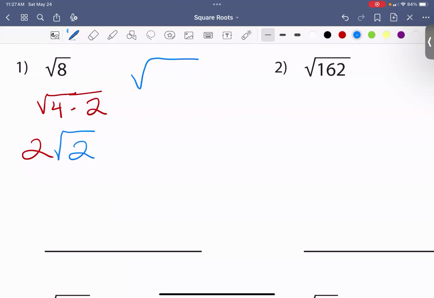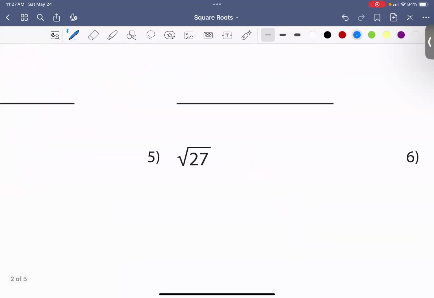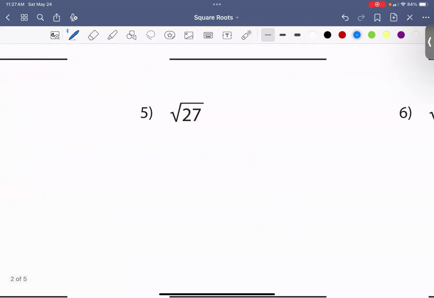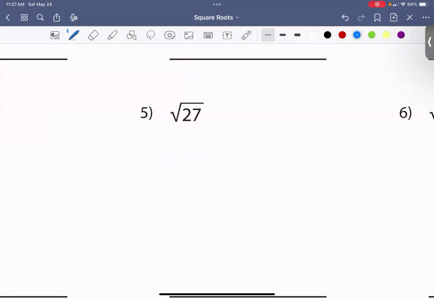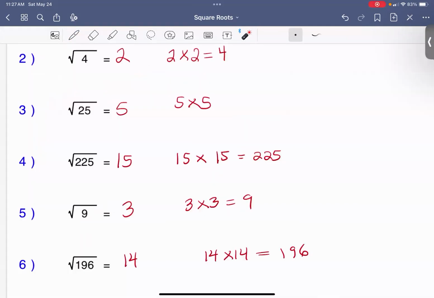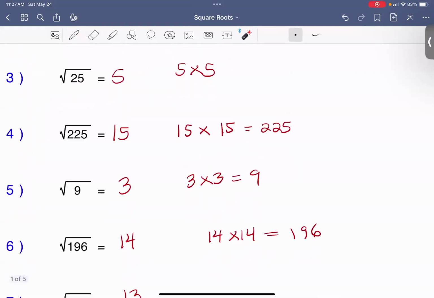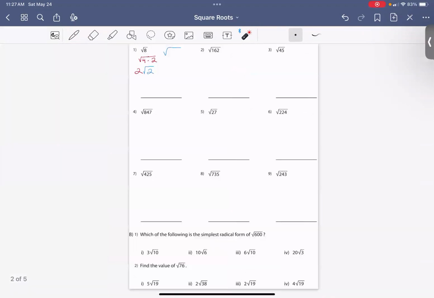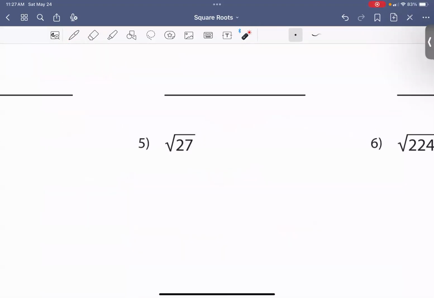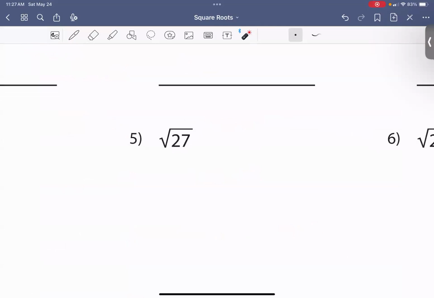Let's look at this one. The square root of 27. So let's see. What square root can go into 27? Well, if I come back over here, I see 9 is a perfect square. So I know that 9 times 3 is equal to 27.